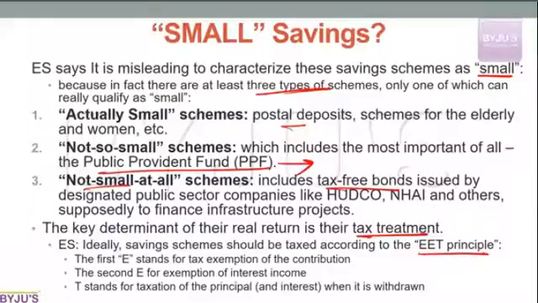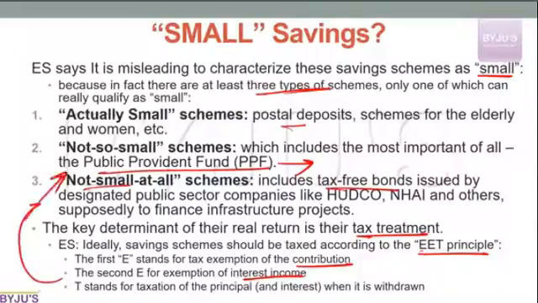Now, the Economic Survey says the EET principle should be followed. E means exempt. When you're contributing, putting money into PPF, a tax-free bond, or a postal deposit, it should not be taxed. So the contribution should be tax-free. Second, you get interest from these schemes. That interest income also should be tax-free. However, when you withdraw the money, the principal and the interest, then you should be taxed. That is what the Economic Survey is saying.